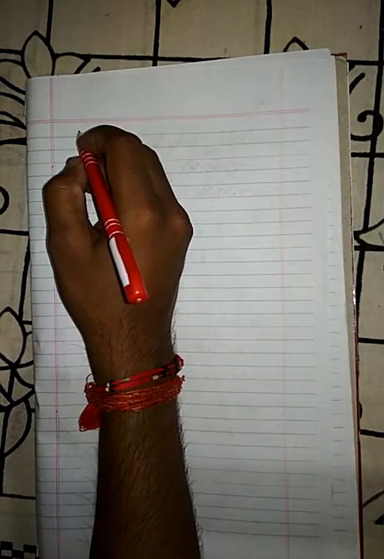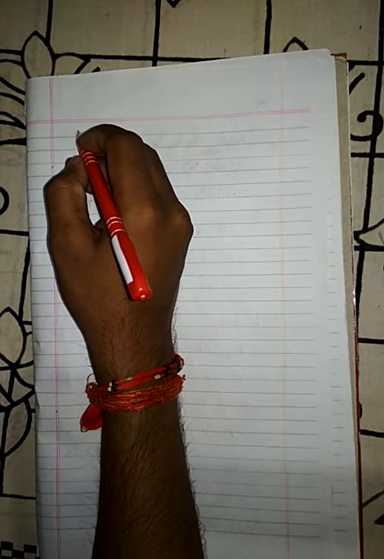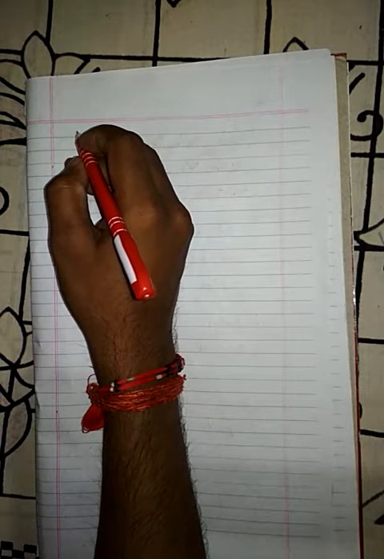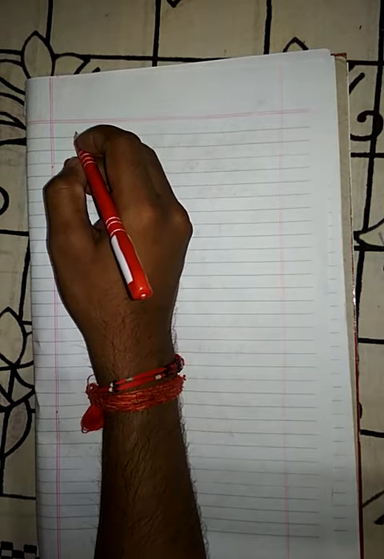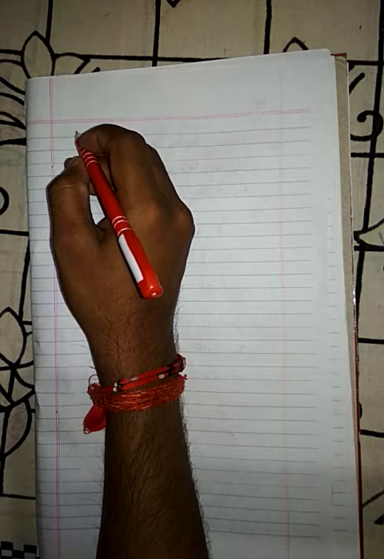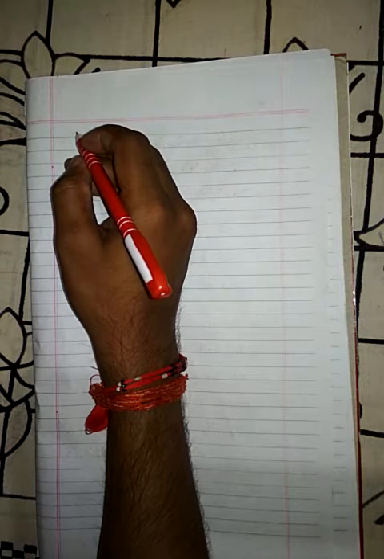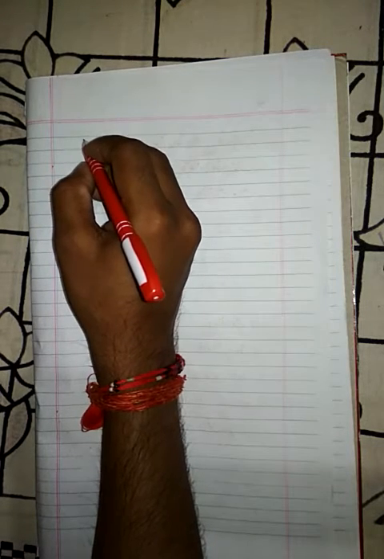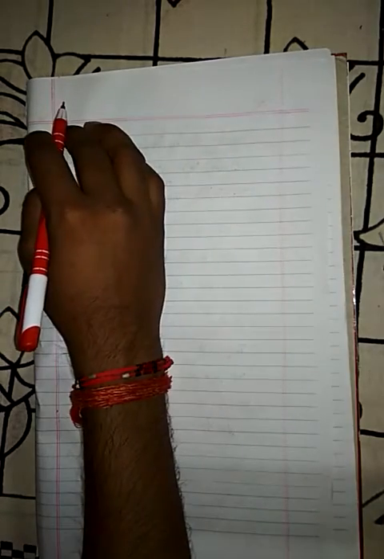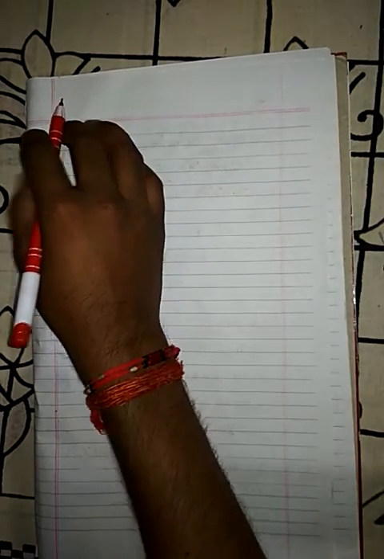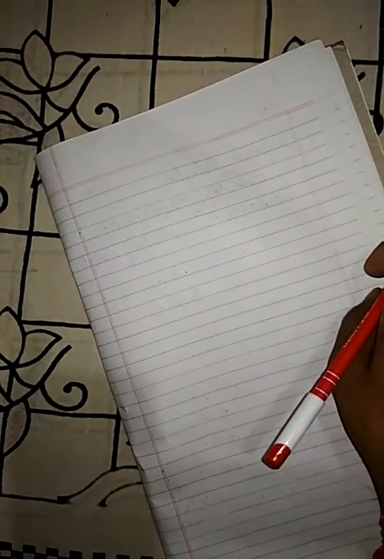Hello students, in the last video I told you about the basic concepts of Java programming, like variable, constant, identifier and data type also. And today I'm going to tell you about variable declaration. Okay.